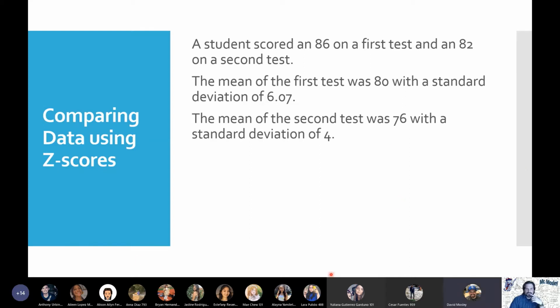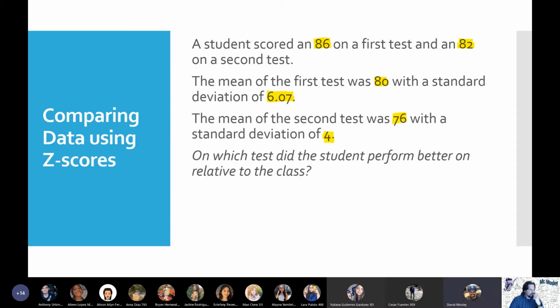So we've got a bunch of different data going on here. We have our two scores, the 86 and then the 82. We've got the mean of 80 on the first test with a standard deviation of 6.07. The mean for the second, standard deviation of 4. On which test did the student perform better relative to the class?